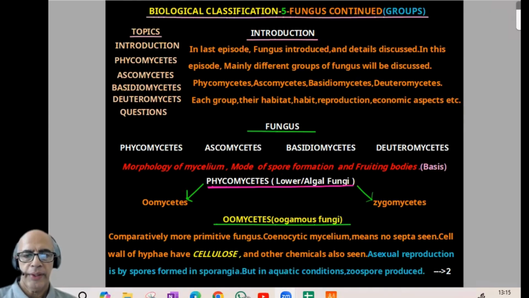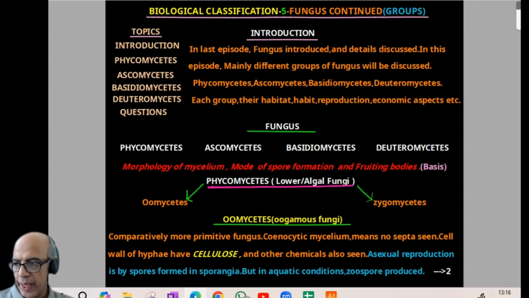You can find the notes also. I think the screen came, so we can proceed. Biology classification, fifth one, fungus continued, mainly groups. So when we come to the introduction, in the last episode, fungus was introduced and those aspects were discussed. Here we'll be discussing Phycomycete, Ascomycete, Basidiomycete, and Deuteromycete. Each group: their habitat, habit, reproduction, economic aspect, and diseases.